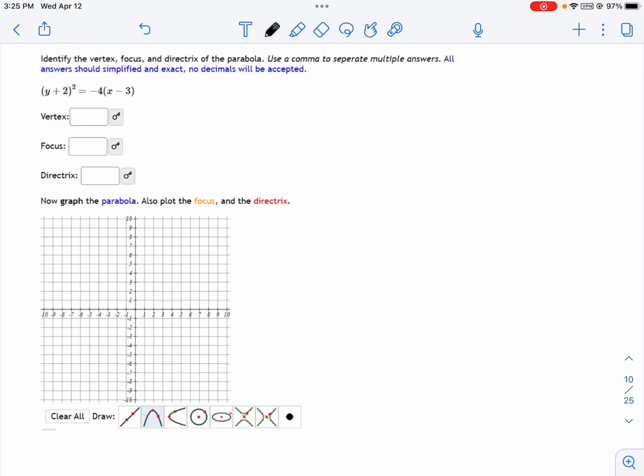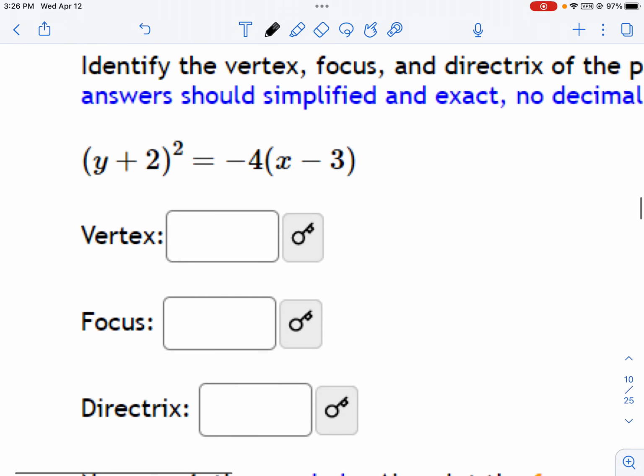And welcome. So for the video today we're going to be graphing a parabola. Specifically, we're going to be graphing a horizontal parabola. For parabolas, the first thing you have to know for sure is what direction you're looking at. And how you can tell that is by looking at your equation.